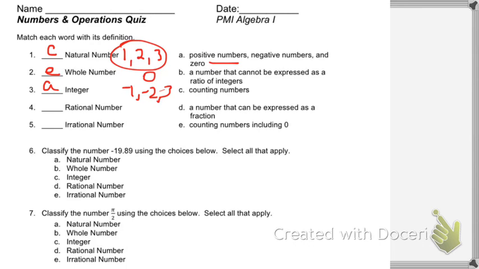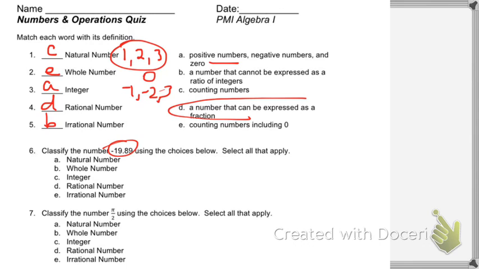A rational number, a number that can be expressed as a fraction, D. And irrational then is, by default, B, things you cannot write as a fraction. This is classified now negative 19.89. If it's a decimal that ends or has a repeating pattern, you can write it as a fraction.